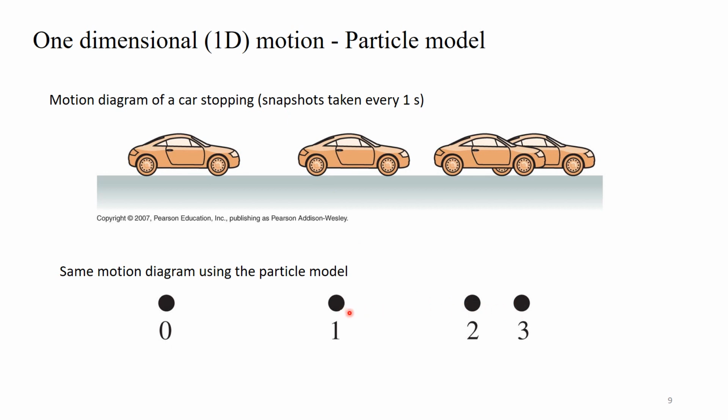So looking at this picture, we can figure out both the position of the car and the times when it's at this particular position. So this method, this motion diagram with the particle model gives us more information than just the position itself. We get the position and the time both.